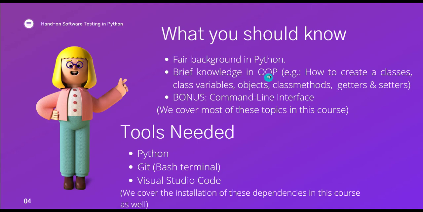A brief knowledge of object-oriented programming is actually recommended. Having some knowledge of object-oriented programming in Python is really going to be beneficial for us. I've written down the exact stuff that you need in object-oriented Python. You can look it up in any article. We need to know how to create classes, how to create objects of these classes, how to create class variables, how to create class methods, and how to set up getters and setters. This is the only stuff that you need in object-oriented Python for the context of this course.